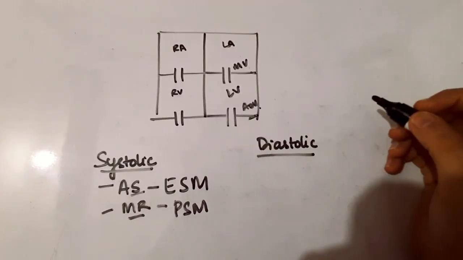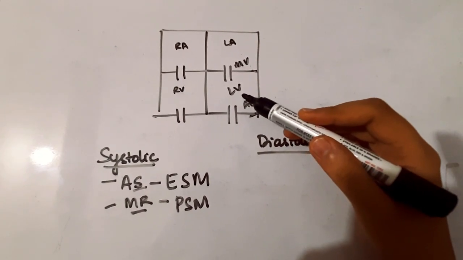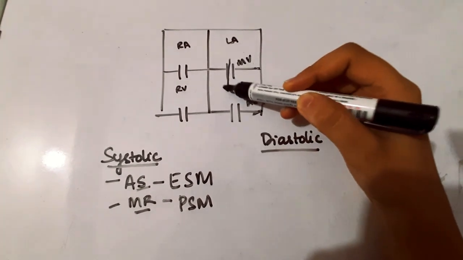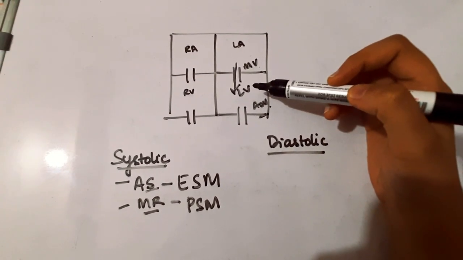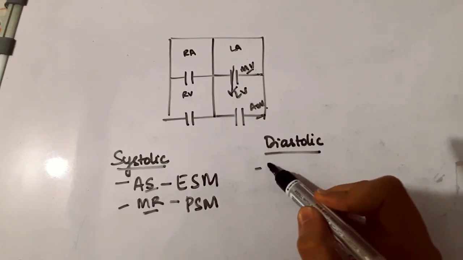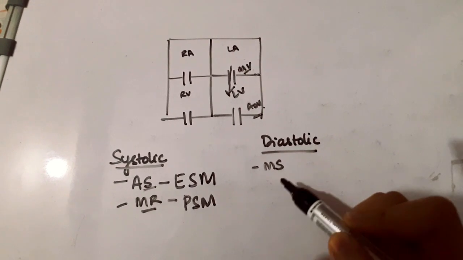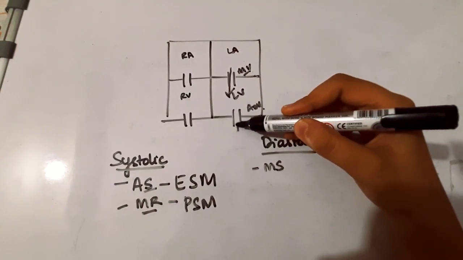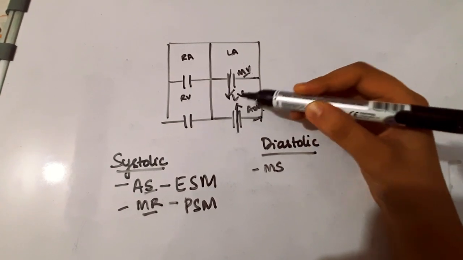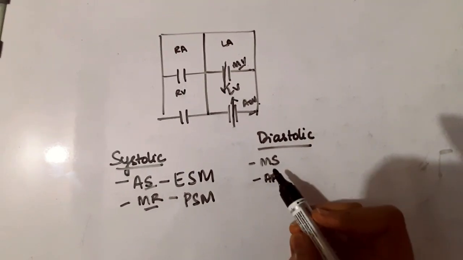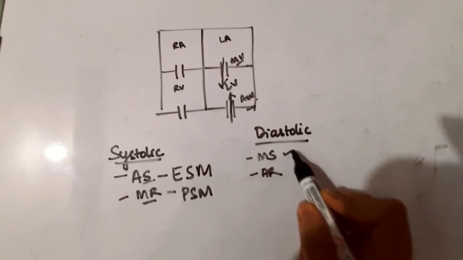Now, during ventricular diastole, the ventricle is relaxed and blood from the atrium flows into the ventricle. So, in mitral stenosis, if there is a restricted flow, the murmur will be a diastolic murmur. Similarly, in aortic regurgitation, blood flows back from the aorta into the left ventricle, causing a murmur in the diastolic phase. So, the diastolic murmurs are mitral stenosis and aortic regurgitation.